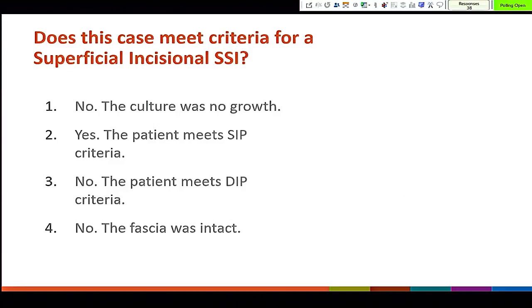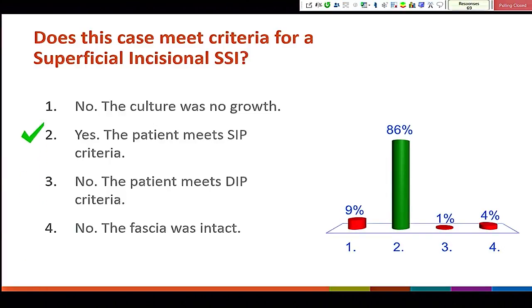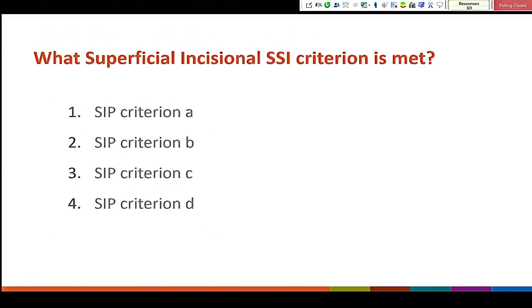Okay. I know there's more clickers out there, so I think there was about 100. I'll give you a few more seconds. Okay. All right. Let's see what you thought. Okay. Majority wins. Yes, the patient meets superficial incisional primary criteria.